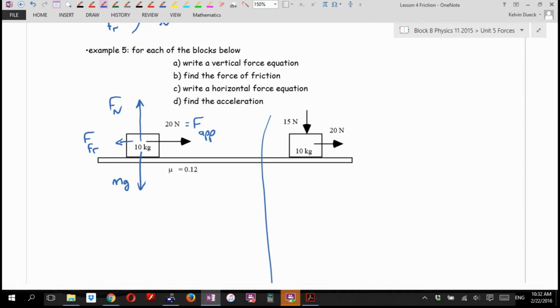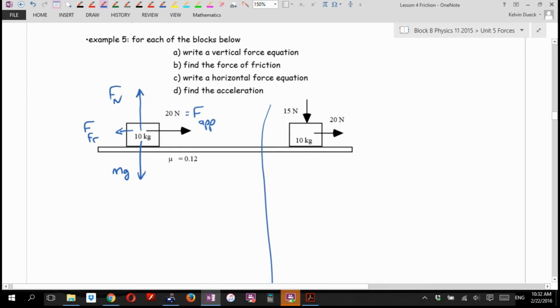All right. Let's do A together. It says, write a vertical force equation. What did you say about the normal force and mg? They are the? You know what? There's my vertical force equation already. Let's do it this way. Fn equals mg. B. What does B want me to find, Derek?